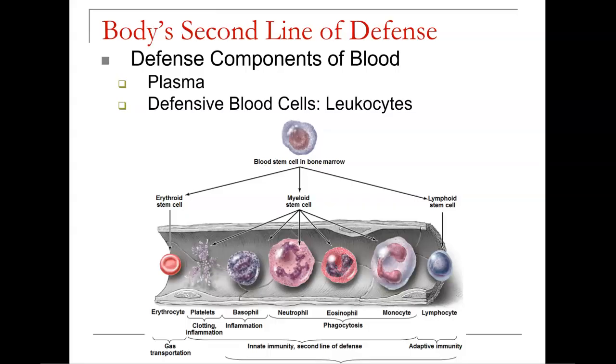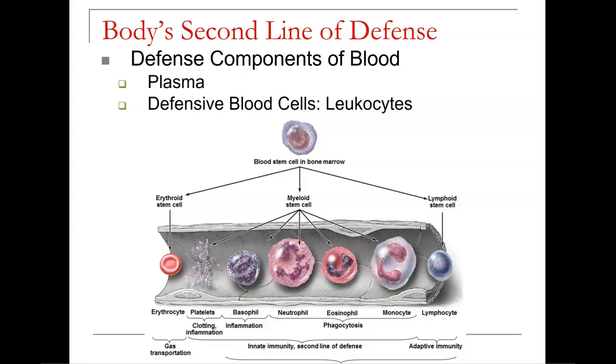You're going to have plasma. Plasma consists of water containing electrolytes, dissolved gases, nutrients, and protective proteins such as clotting factors, complement proteins, and antibodies. It also contains compounds that transport and store iron. This plays a role in defense by sequestering iron, making it unavailable to microorganisms. Defensive blood cells include leukocytes, which are involved in defending against invaders.